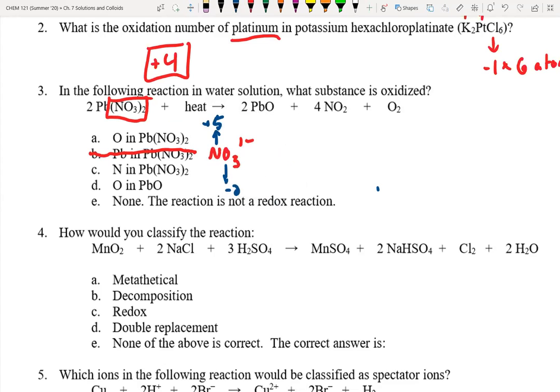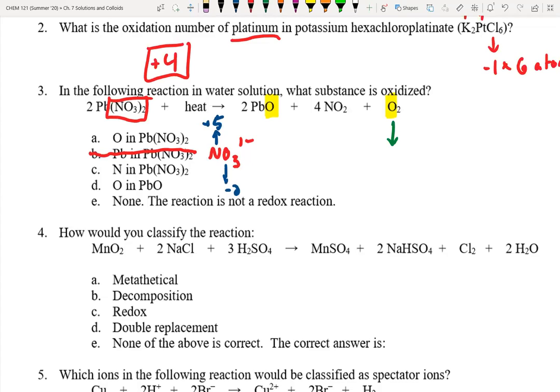Okay, and on the other side, let's focus in on the oxygens, right? So on this side, we've got two different types of oxygens. This one is a part of a compound, so it's -2. So we could say, well, -2 to -2, that means there's no redox reaction there. Okay, but let's try the next one.